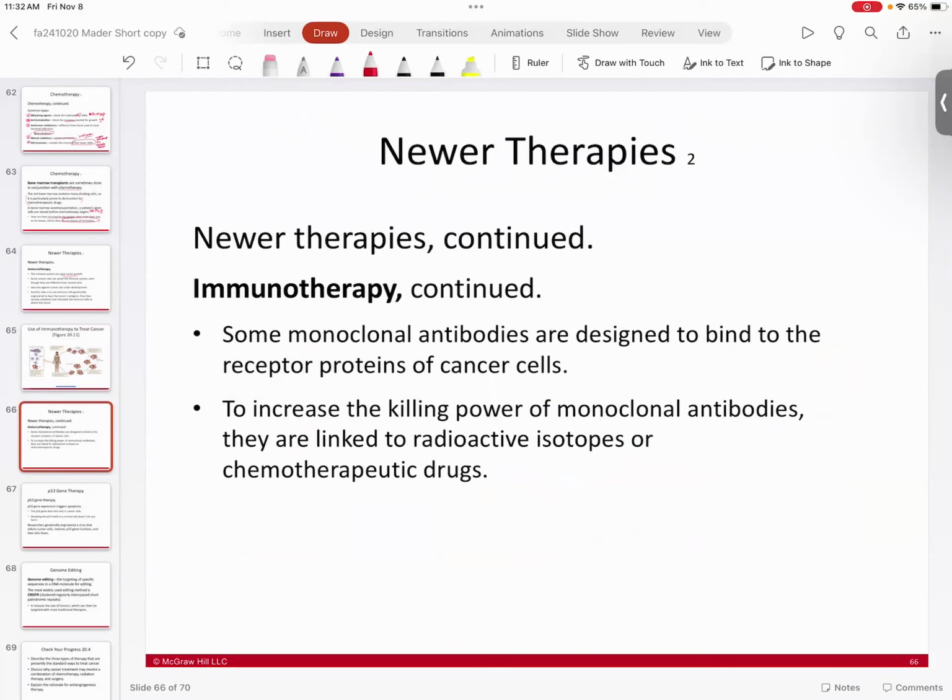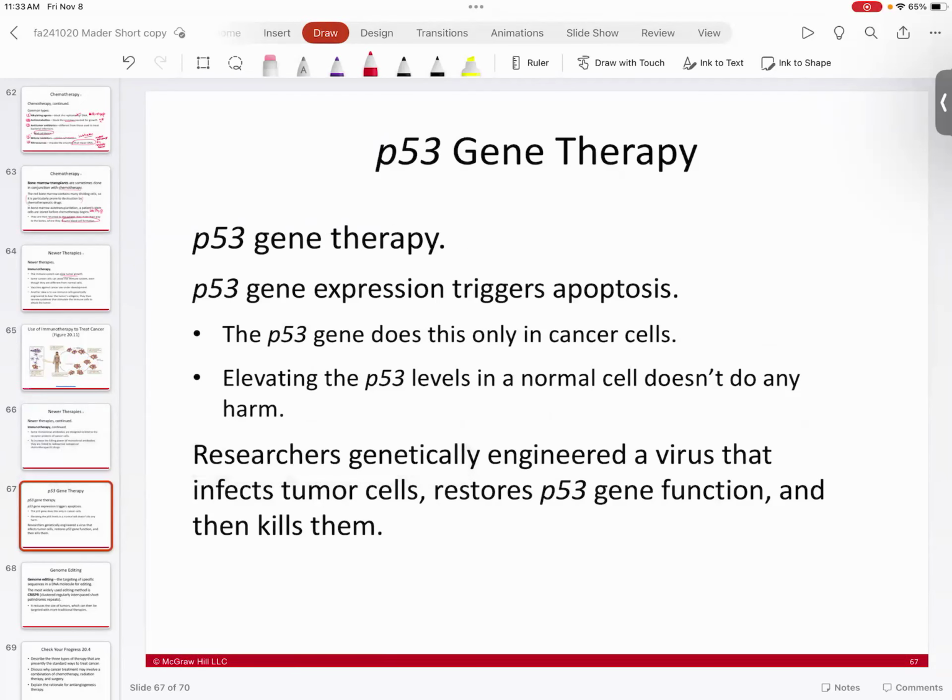Some antibodies can be used to bind to receptors of cancer cells, but oftentimes some of these will work and some of these won't. The problem is we don't know which ones will work or not. We also use what's called P53 gene therapy. So basically we take expression of P53, which will trigger apoptosis. We know that. And so P53 is only selective for cancer cells. So it'll actually do this with cancer cells, not with normal cells. So it's an improvement over chemotherapy because it's not quite as global.